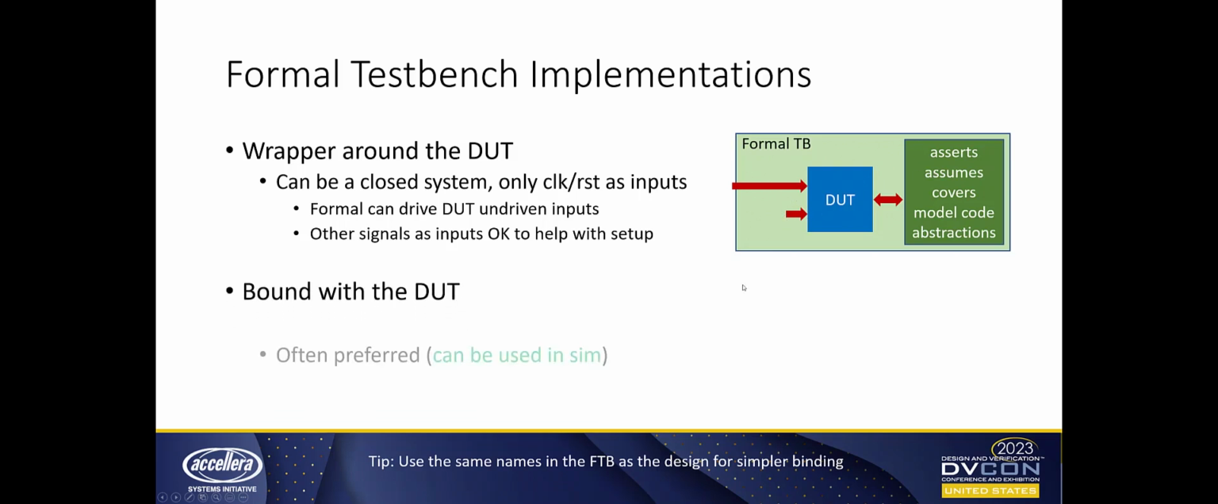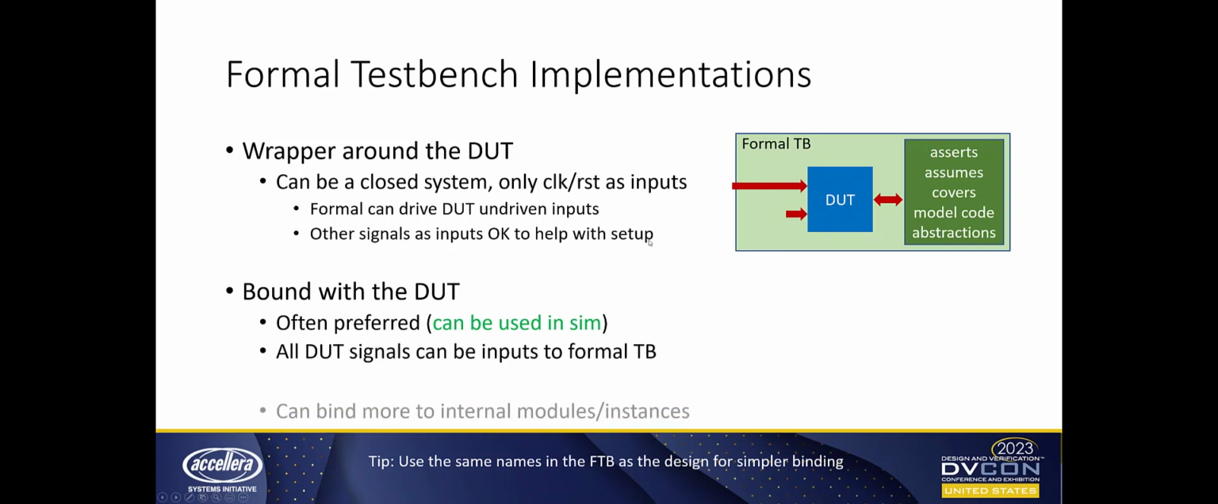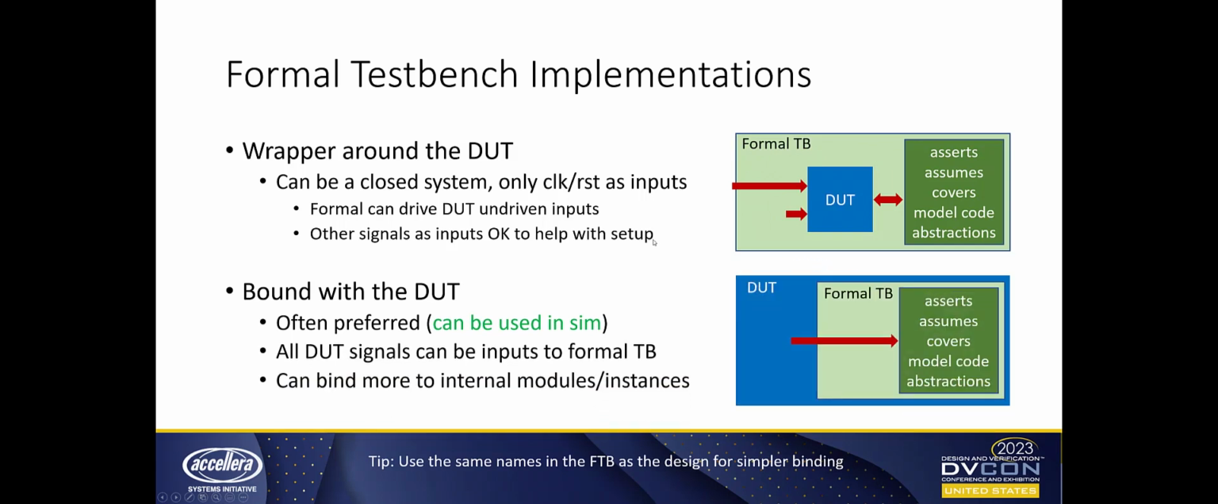The second method, which is probably the more common way of doing it, is you're using bind statements. So you have your design, and then your formal test bench is bound into the design. And this effectively is instantiating the formal test bench in the design, although physically that's not happening, of course.